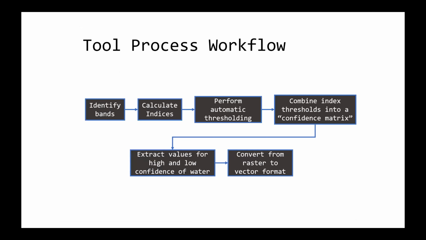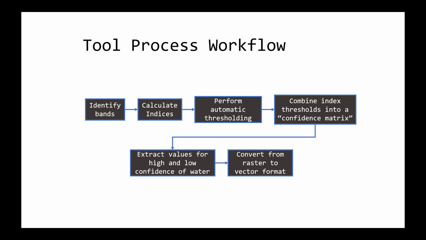Here is a brief overview of how the tool actually performs the classification. The first step is to identify those bands that I talked about earlier. Each input image has various bands, and the tool identifies what those bands are and stores them in variables. Next, we calculate the spectral indices. There are a number of spectral indices that I'm using to classify the water. Some include the normalized difference water index, and a large number of other indices.